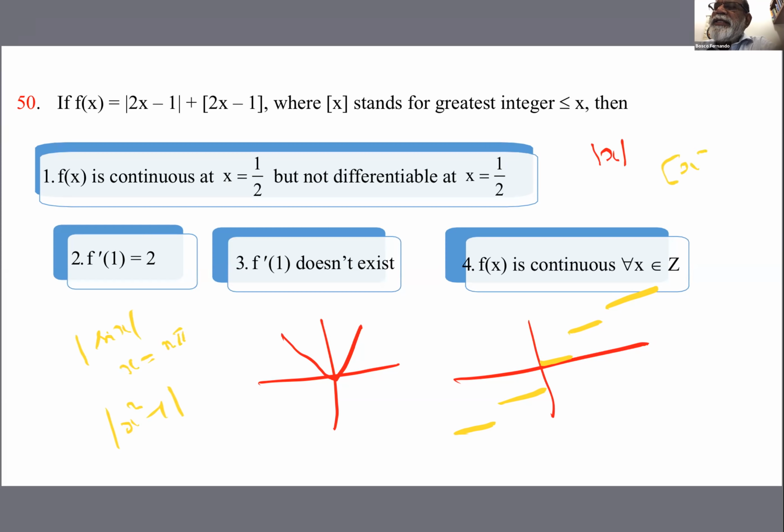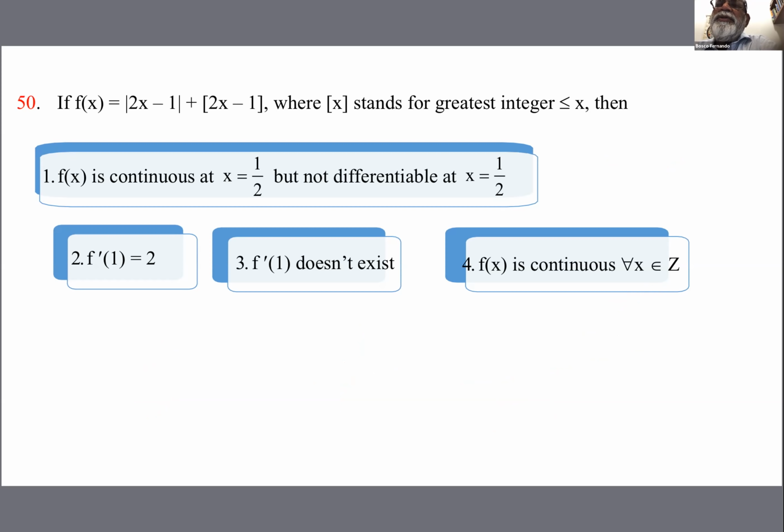The greatest integer function of x is discontinuous at every integer. Otherwise, if we leave the integers, it is differentiable and the derivative is 0, because here it is a constant, and here is a constant. So everywhere it is a horizontal strip, so the derivative is 0. But at the integer, it jumps. This is what you should know.